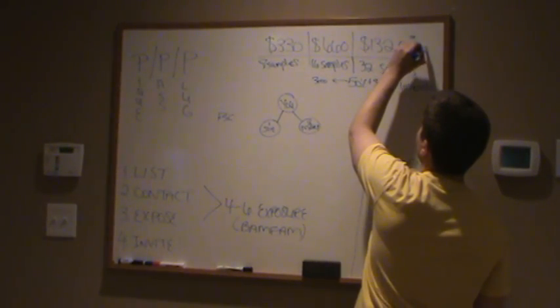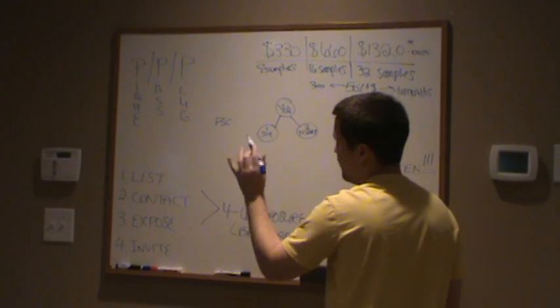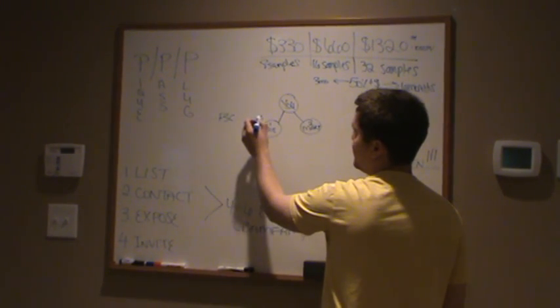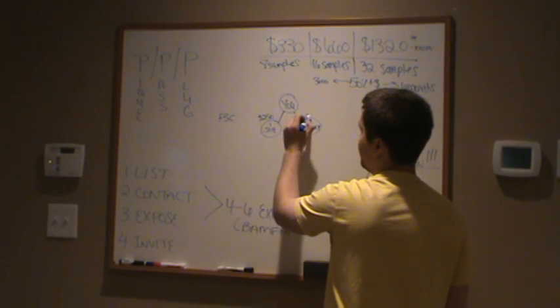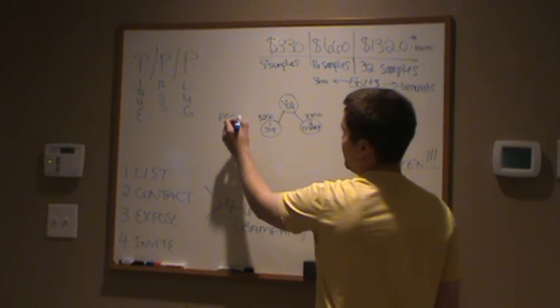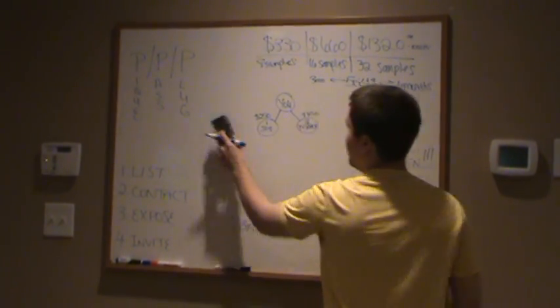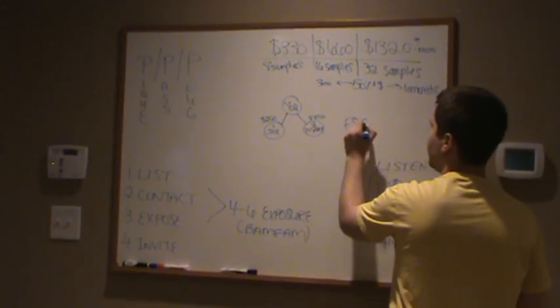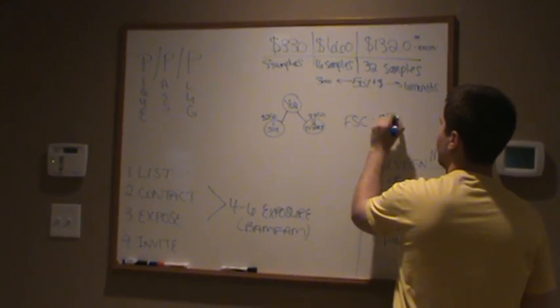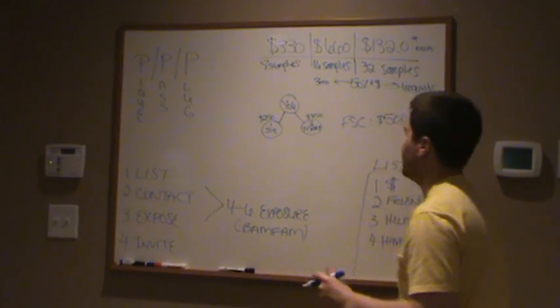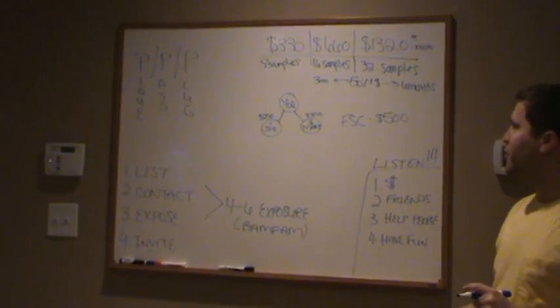Don't get caught up in any of this. This is all on the comp plan. You can check. You don't feel like you have to memorize this. But 1,000 PV, so 25% of that, what's 25% of 1,000? 250. So what's that total? 500. I'll write this over here. So FSC is 500.